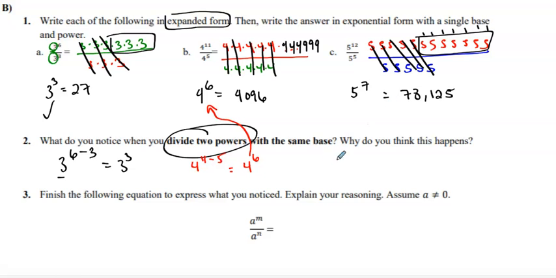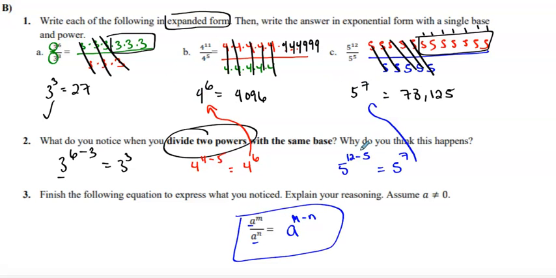And then the last one here, I got my base of 5. My first exponent is 12. I'm dividing, so I'm subtracting the second exponent here on the bottom. And 5 to the 12 minus 5 is 5 to the 7th. So when you have a common base a, you keep your base, and when you're dividing, you subtract the exponents. And that's the shortcut rather than writing this all out in expanded form and simplifying. That can get real annoying real quick. So this is the shortcut to understand.